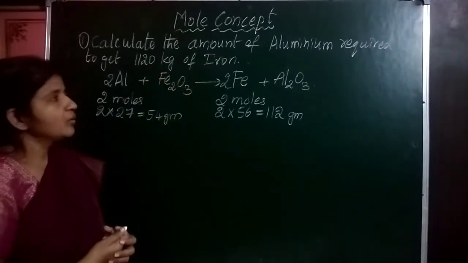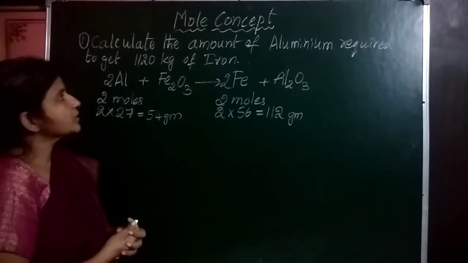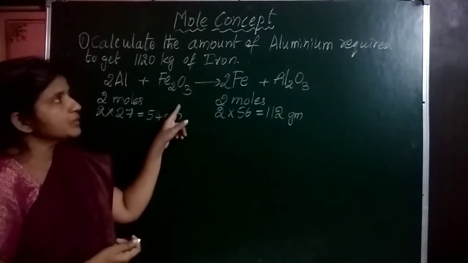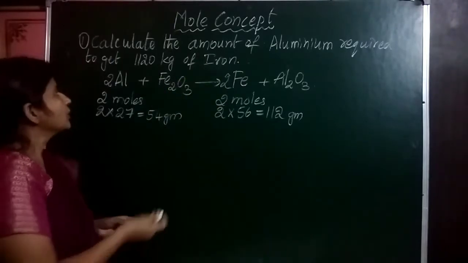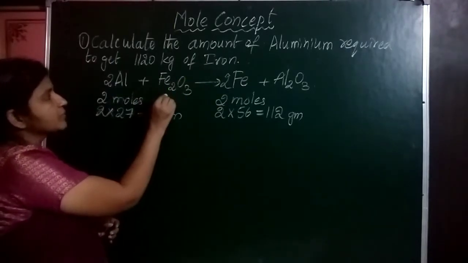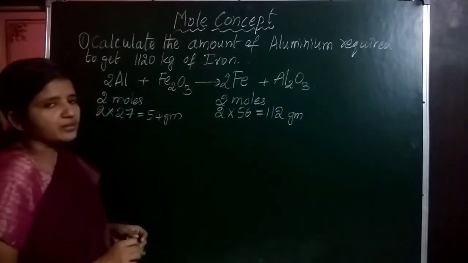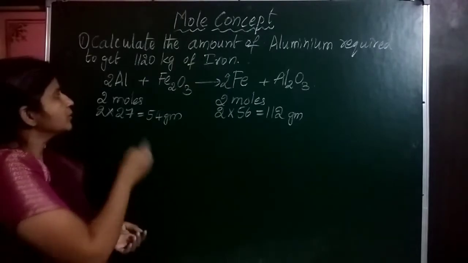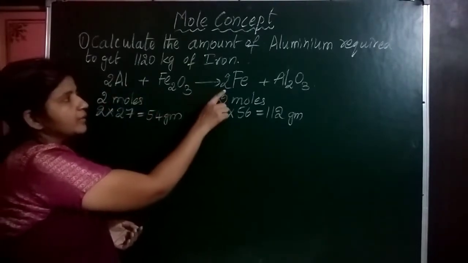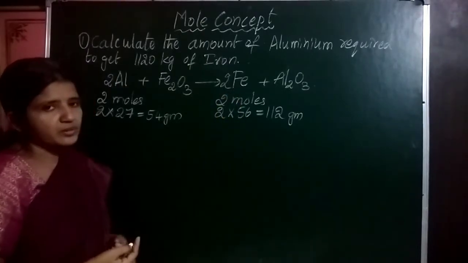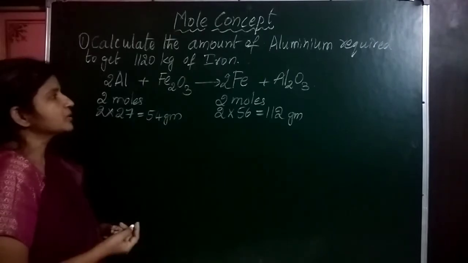Now, what we have to do initially, first of all, you have to write the balanced equation related to aluminium and iron. That is important. Aluminium reacts with iron oxide, giving iron and aluminium oxide. After balancing, 2 moles of aluminium react in this reaction and 2 moles of iron are produced. That is the information given from this balanced chemical equation.